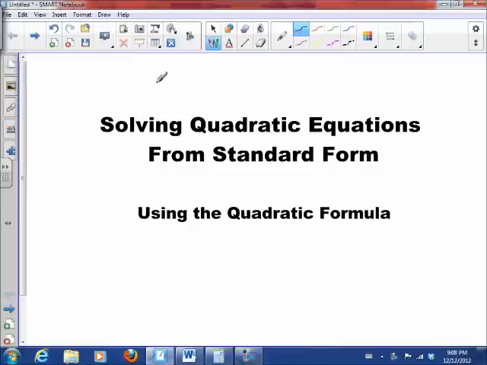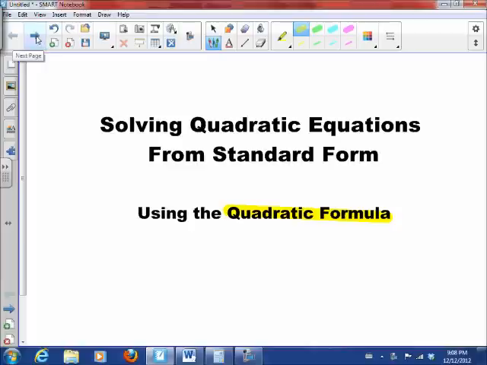Hi there. So today I want to talk about solving quadratic equations from standard form. We've already seen some stuff that we can do with standard form, but it involves converting our equation to vertex form. Today I want to show us a formula. It's called the quadratic formula, and this will allow us to work straight from standard form.